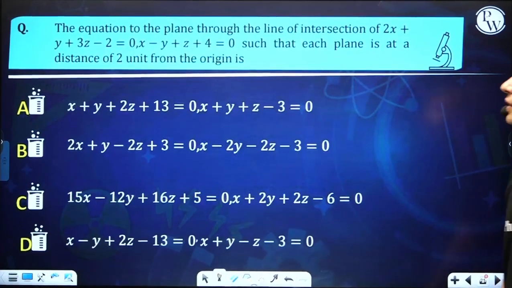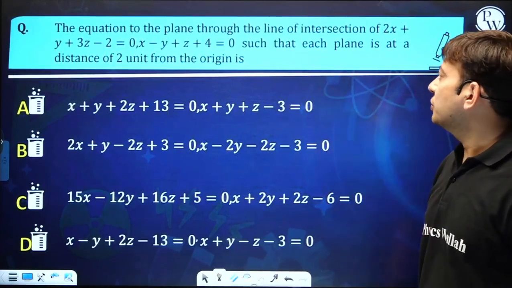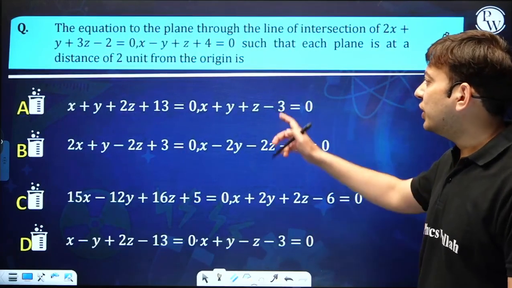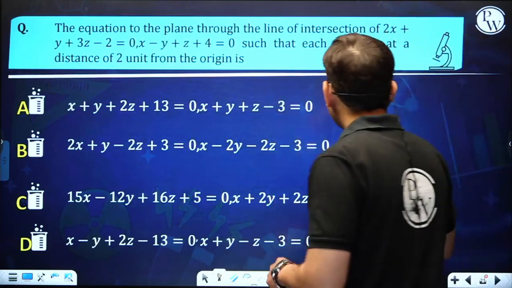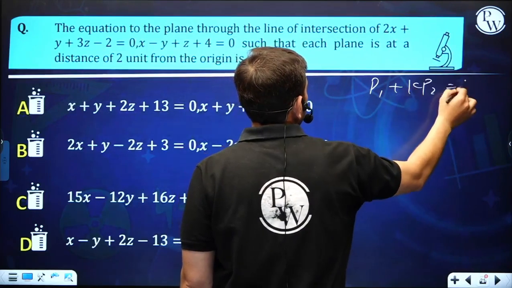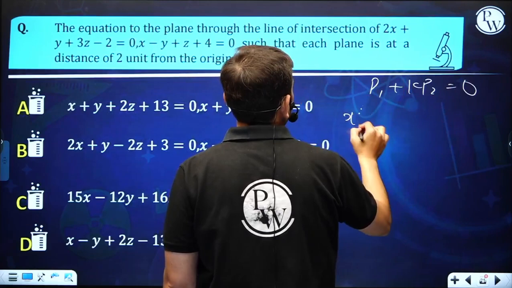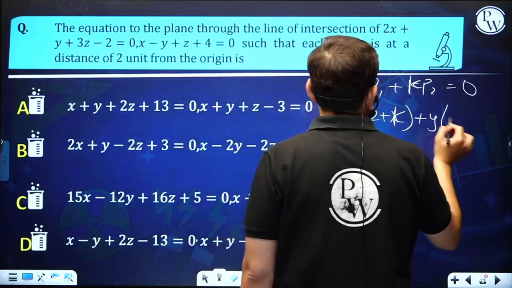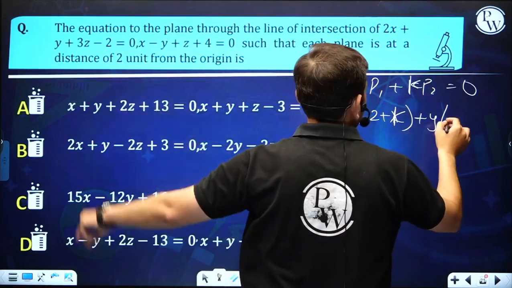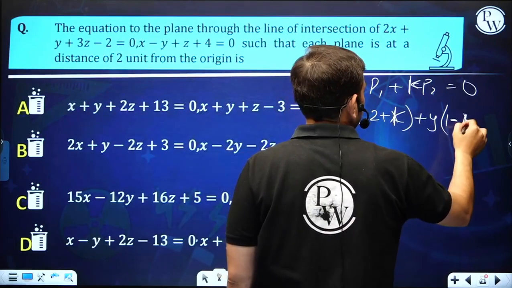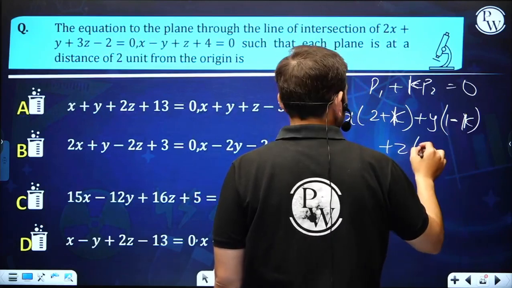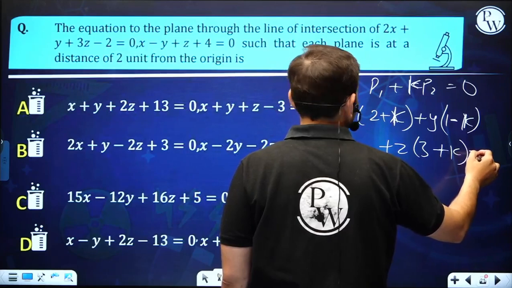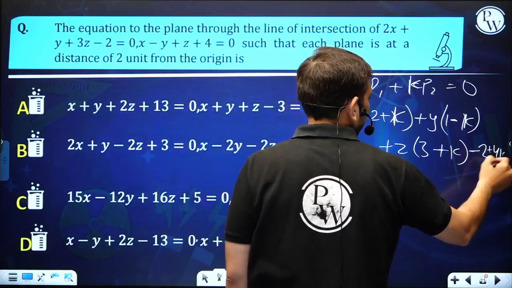Now, next. The equation of the plane through the line of intersection of these two planes such that each plane is at a distance of 2 units from the origin. I need those planes which are 2 units away. Now, you can see that they are asking about the intersection of 2 planes. So, all such planes will be P1 + k P2 = 0. So if I take x common, (2 + k), then y common, (1 − k), and then z common, (3 + k), then the constant term is −2 + 4k = 0.